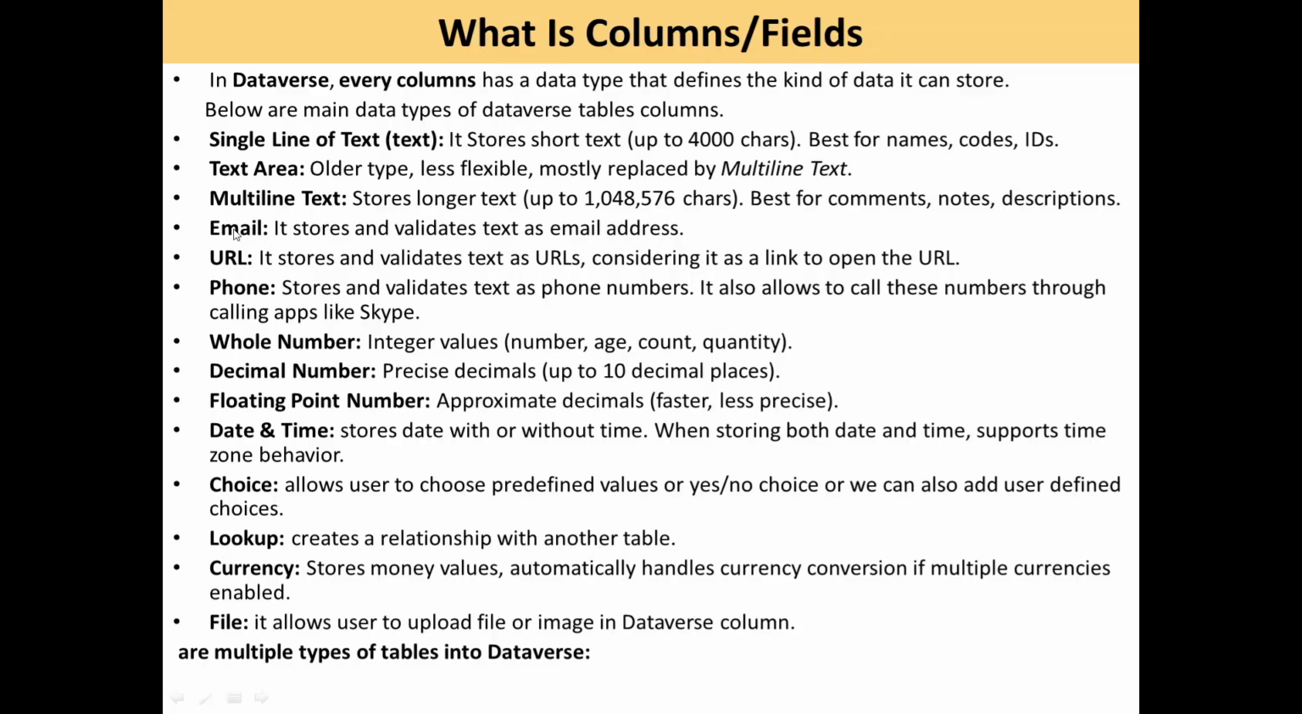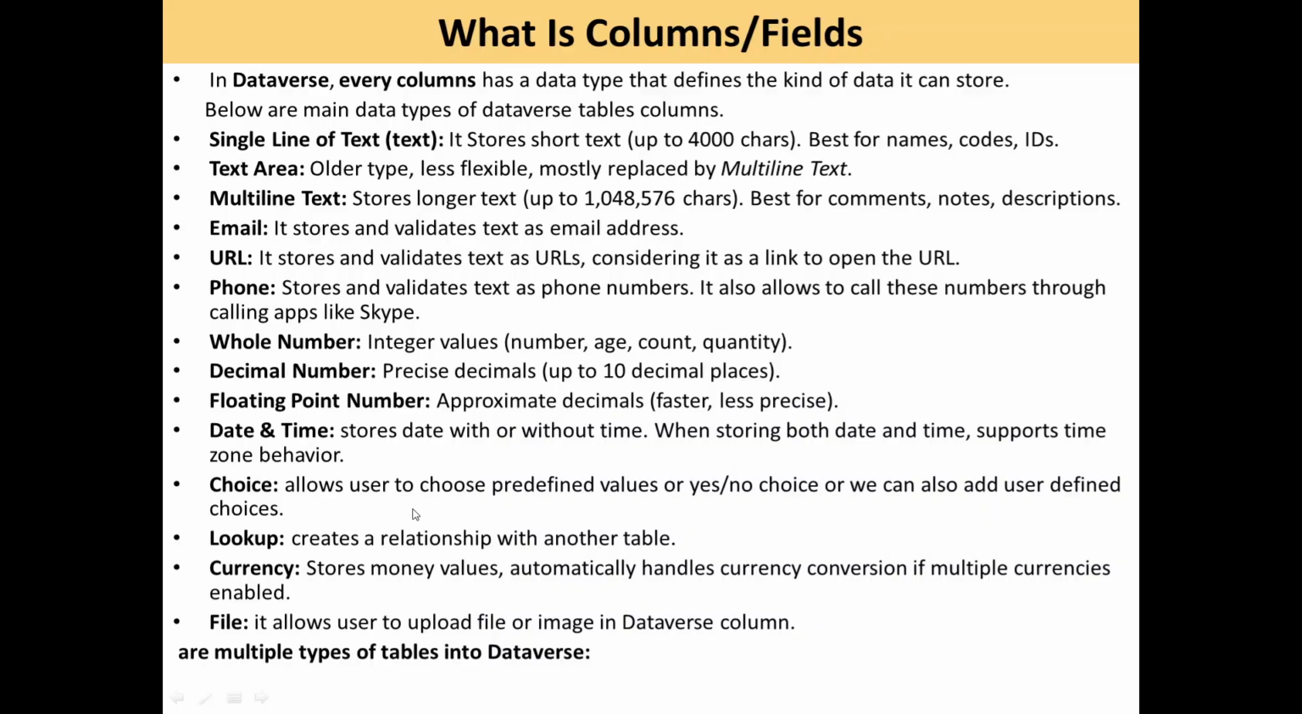Email stores and validates text as an email address. It means if at the time of creating the column you select the data type as email, it validates the text as an email address. URL stores and validates text as URLs. Phone stores and validates text as phone numbers. It also allows calling these numbers through calling apps like Skype. Whole number is for integer values like age, count, quantity. Decimal number is a precise decimal up to 10 decimal places. So these are the data types.